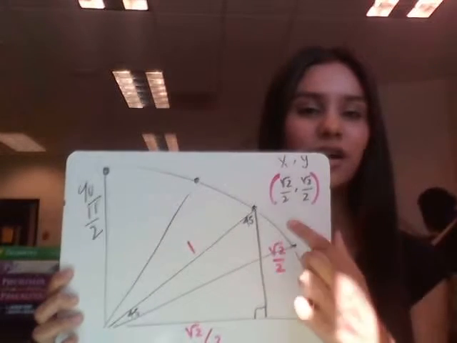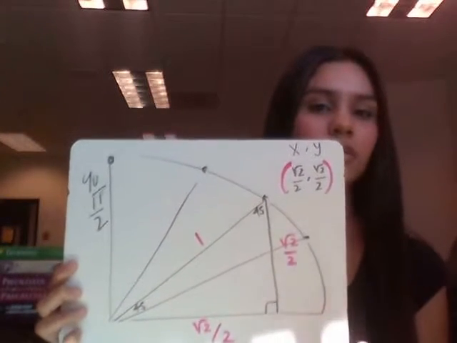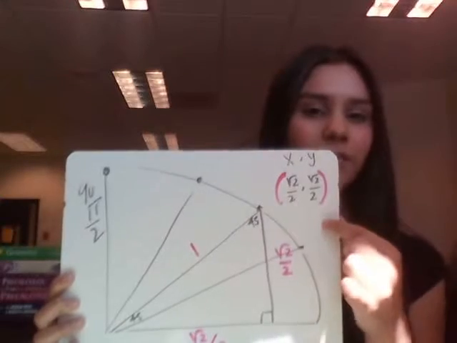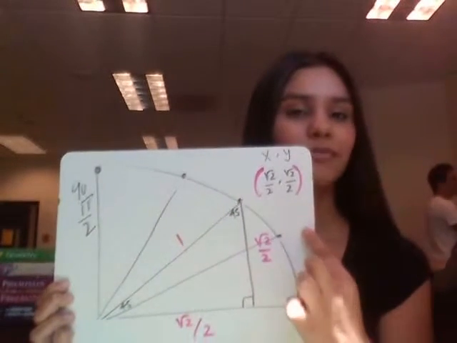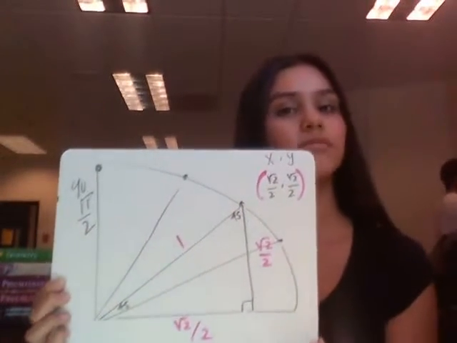It's just that these are actually both rad 2 over 2. And it kind of doesn't matter what x and y are because the x and y are both the same for 45, 45, 90 triangles only.